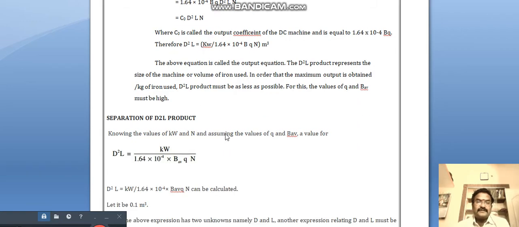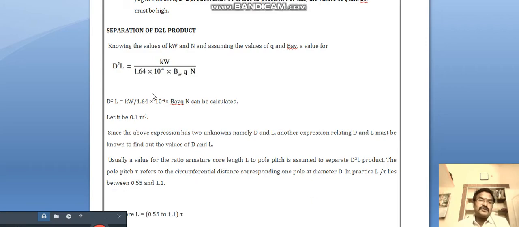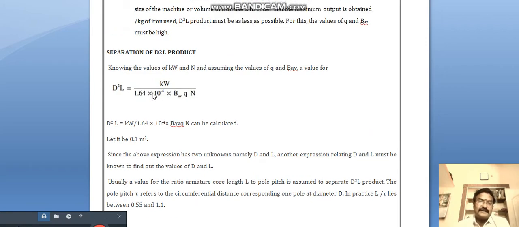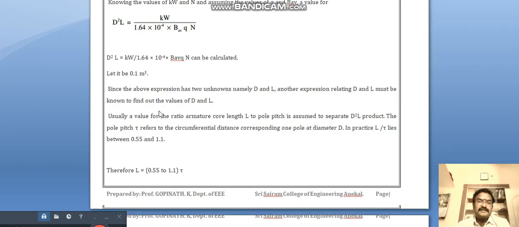Separation of D square L: knowing the values of kW and N, and assuming the values of q and Bav, we should find the values of D and L. For that, D square L is equal to kW divided by 1.64 into 10 to the power of minus 4 Bav q N. Let us consider the D square L value to be 0.1 meter cube. Since the above expression has two unknowns, namely D and L, another expression relating D and L must be known to find their values.